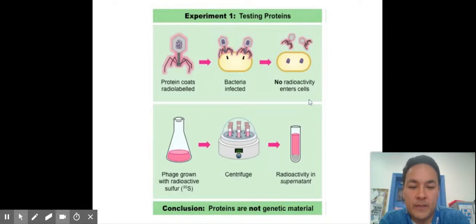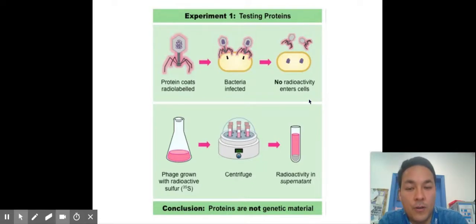Well, they know that sulfur is only found in proteins, right? DNA has a sugar phosphate backbone and nitrogenous bases, but no sulfur in it. Sulfur is found in cysteine and methionine, some of the amino acids inside of proteins. So they attach a radioactive label to sulfur.